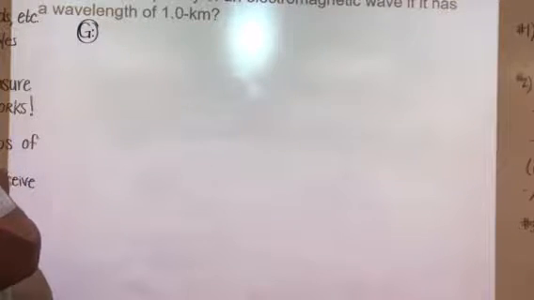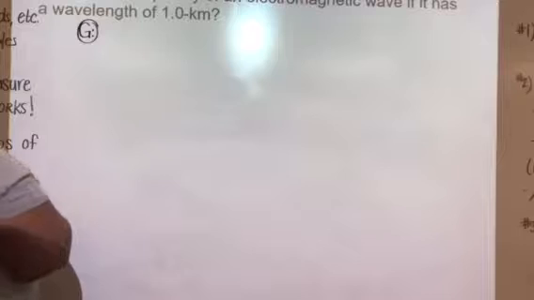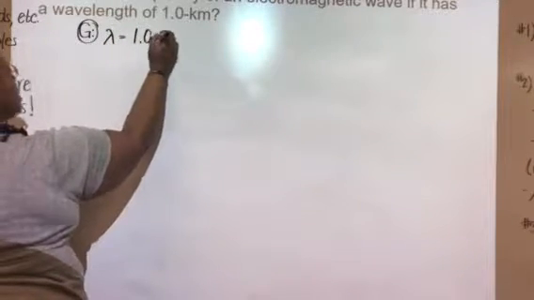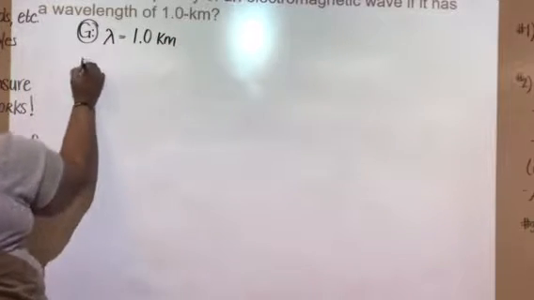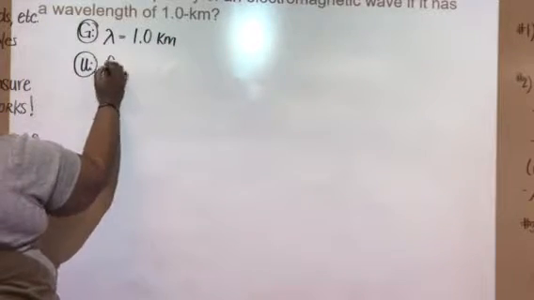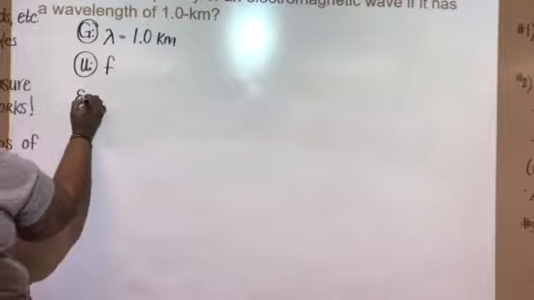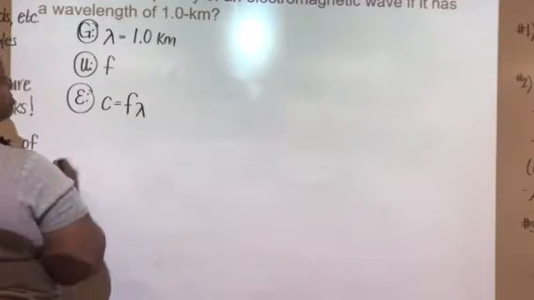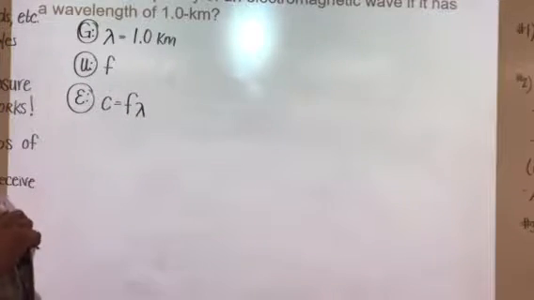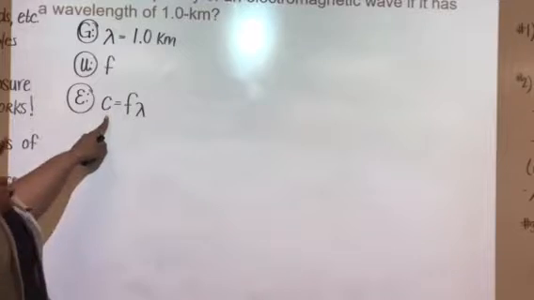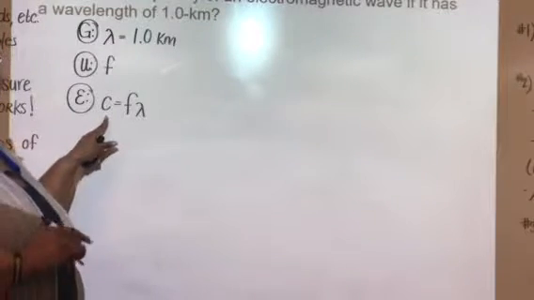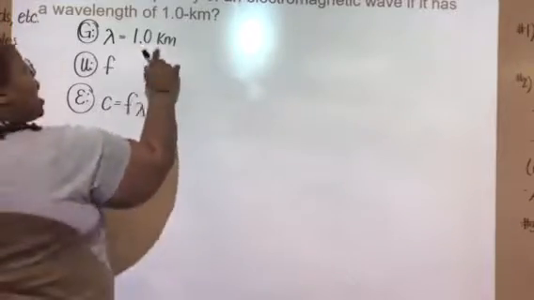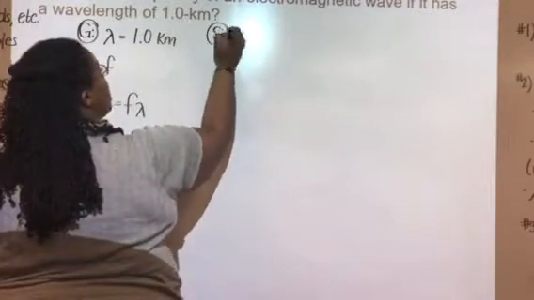So, first things first, we've been told that it has a wavelength, there's my variable, of 1.0 kilometer. And we are looking for the frequency. Your equation in this particular example is c equals f times lambda. Remember that c is a constant, so we already know that c stands for 3 times 10 to the 8th power, and that exponent is positive. We do have a little converting that needs to take place.